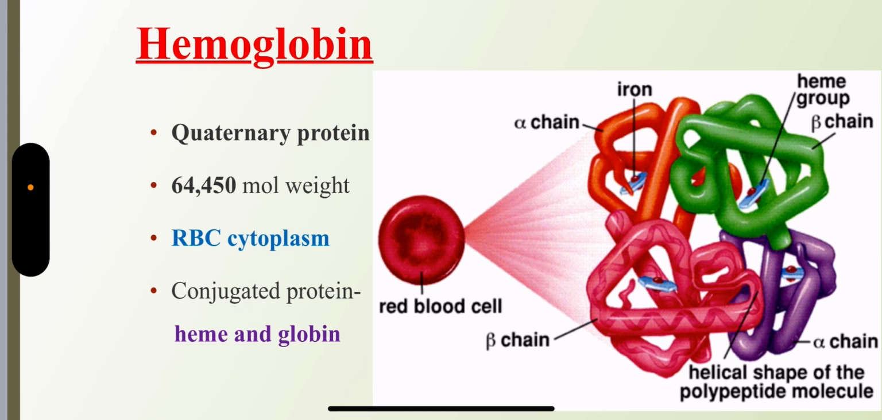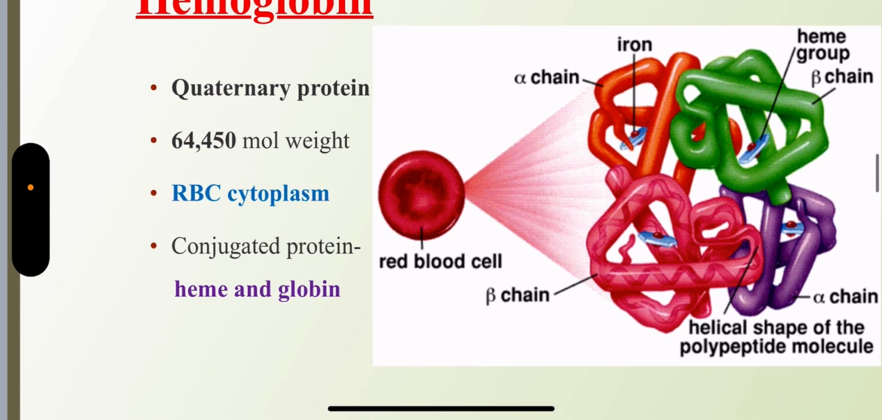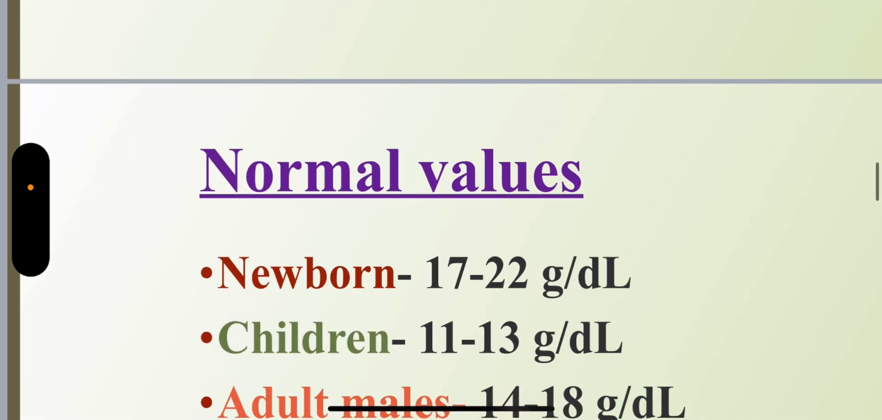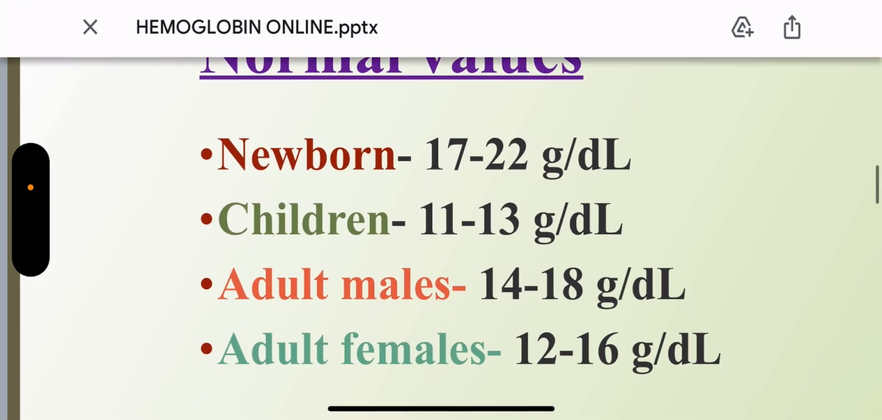As you can see in this diagram, the heme part is attached to the globin chains, alpha and beta chains, and heme has iron. It is a helical shaped polypeptide molecule.